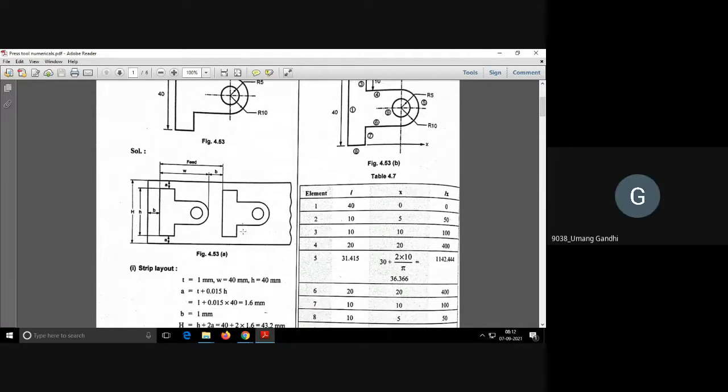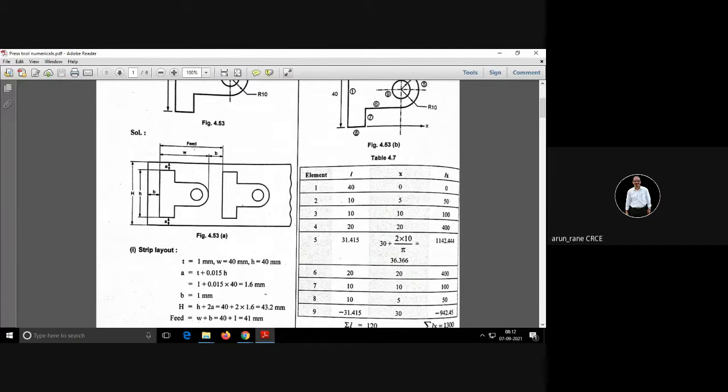Okay, now Umang, hello. Yes, sir. What is written here? Sir, I cannot see your cursor. The square cursor like this. Yes sir, feed. Yes, feed.